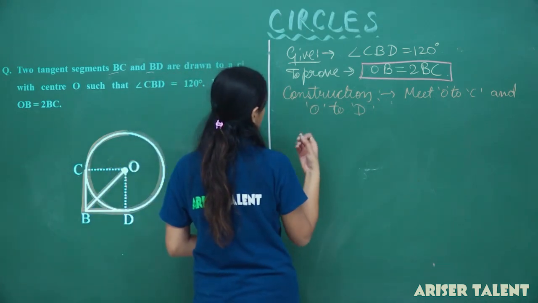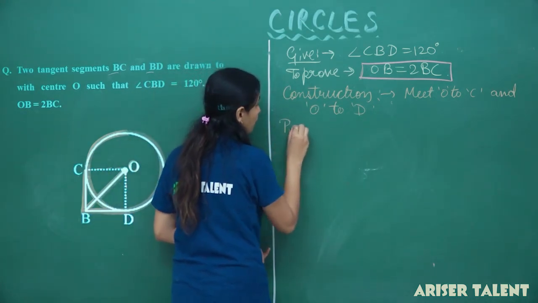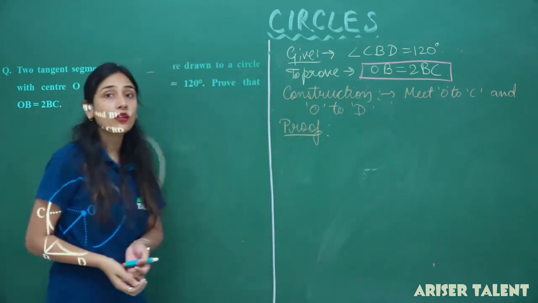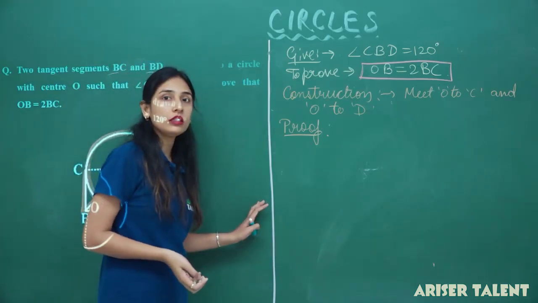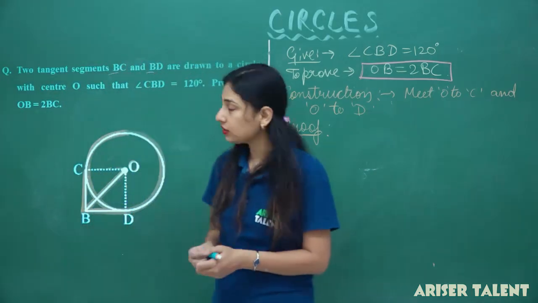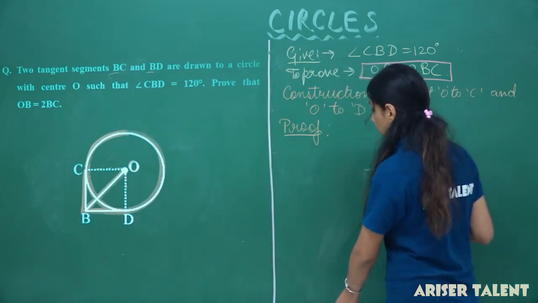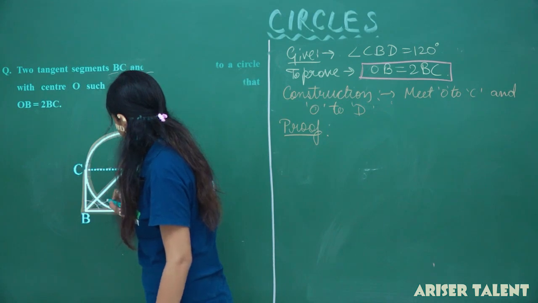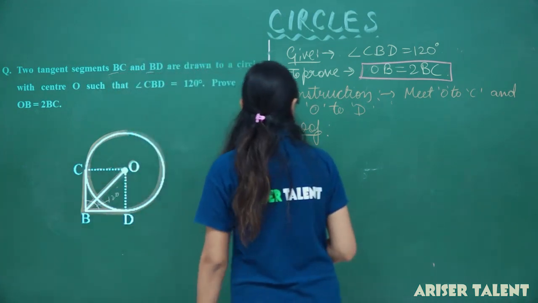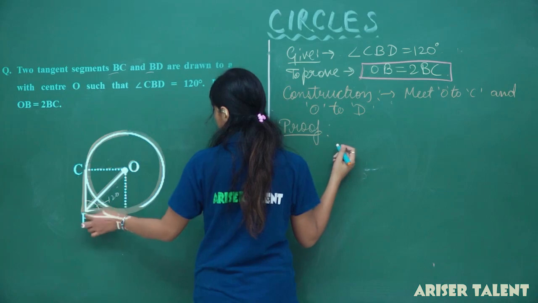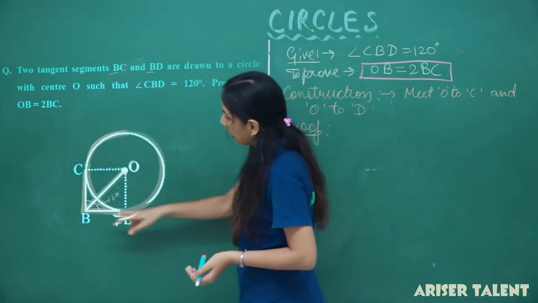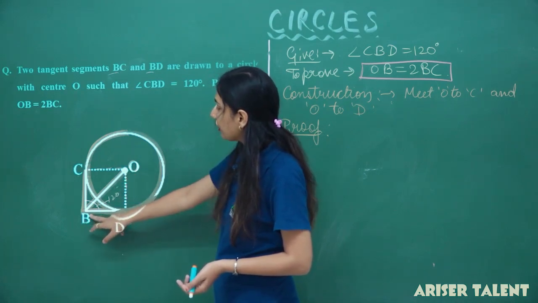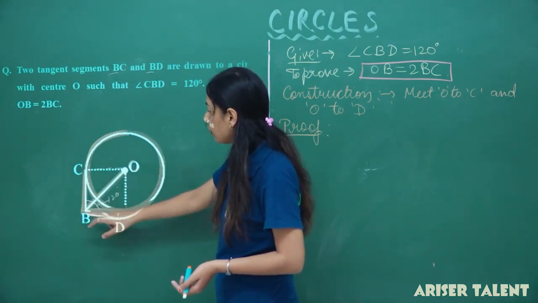Now, I am here with this proof. I know what to prove, I know what is given, I know what to construct, and I have done all these things. So, now the process starts for the proof. This is the angle which is given, 120 degrees. Now, students, look here, this is BC and this is BD. Now, this O is the outside point from which we are having two tangents.